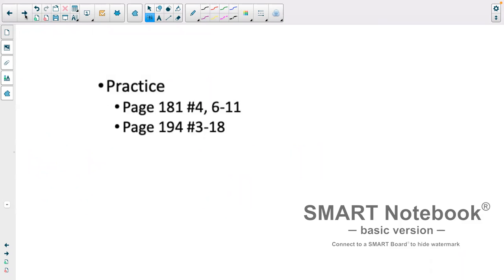Okay, so practice for this section is on page 181 as well as 194.